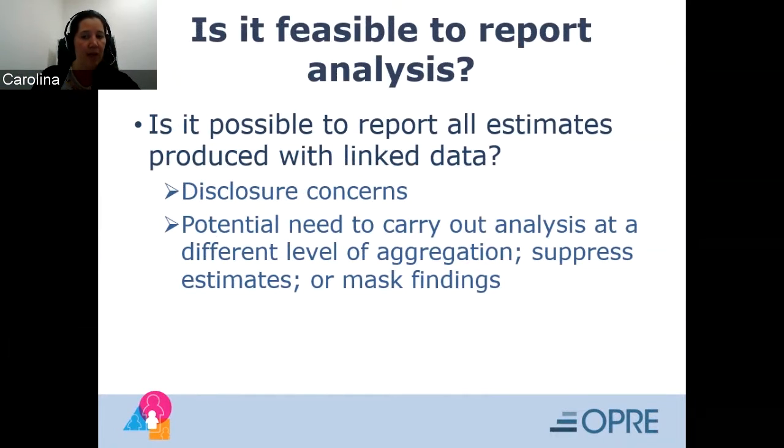It's possible that you may have to suppress some of the estimates you produce, or you may have to mask the findings in some way. So for instance, you may be able to do a state level analysis, but you may not be able to report the name of that state. You may only be able to report that it was a state located in the Midwest of the country or something like that. This is a common procedure in survey data, and it applies even more to linked data.